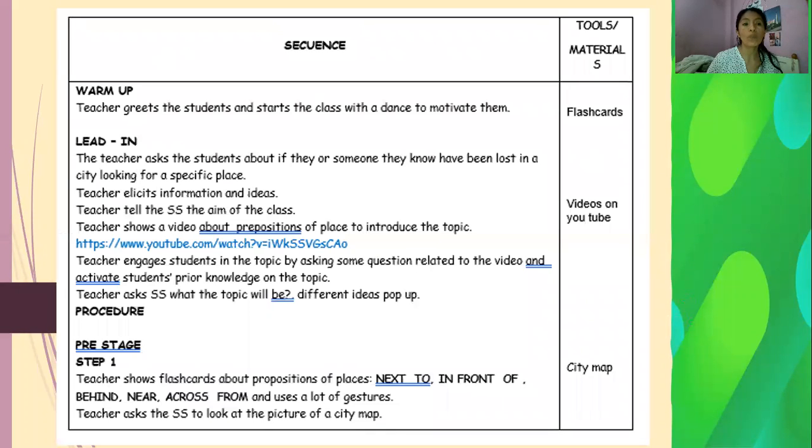The sequence: warm up, teacher with the students. The lead-in part is very important, because the teacher asks the students if they have known somebody lost in a city. The teacher elicits information and ideas, and here the communicative interaction starts.